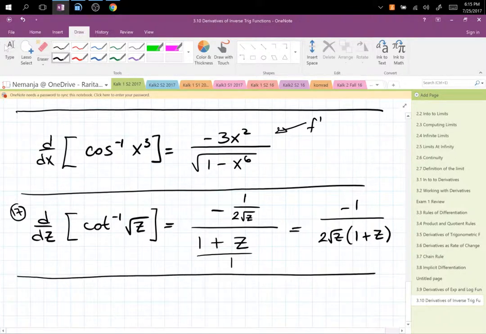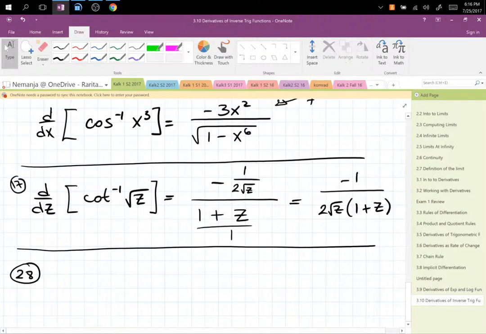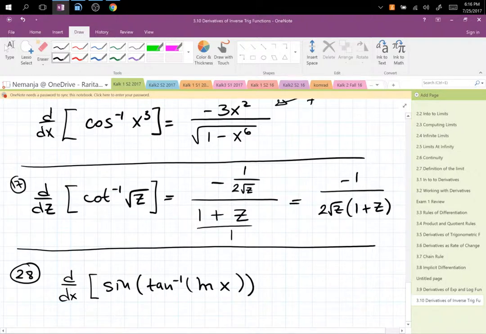All right, cool. Give me one more number from 15 to 30. 23. It's also cotangent, something else. What happened? 28? Ooh, 28. Okay. There you go. Sine of inverse tangent of ln x. Good choice, good choice.